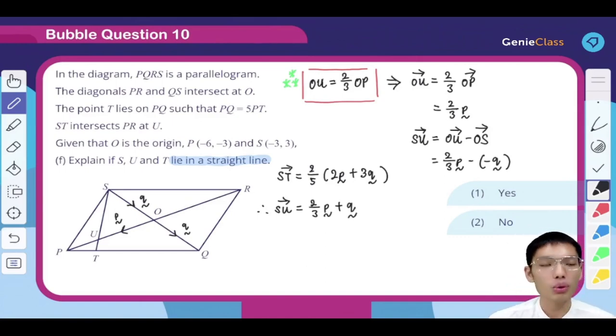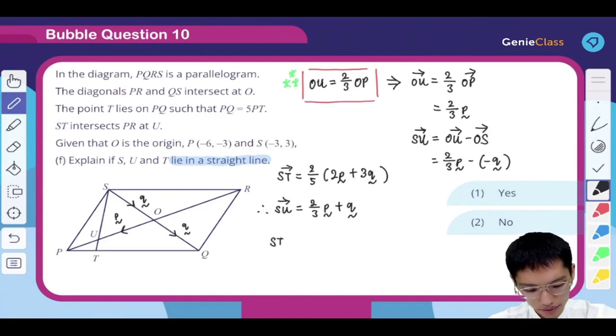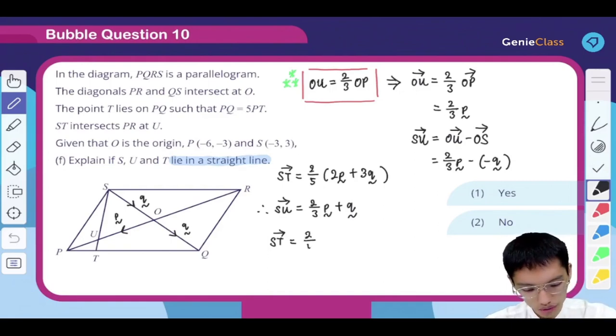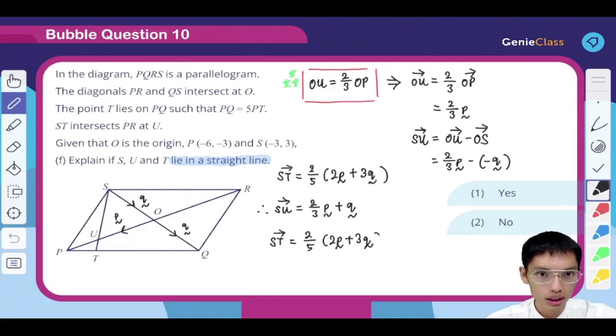Now how do I solve it further? So that's where you realize if I want to find ST, how do I compare? Now, what is the relevance over here? ST, recall, is 2/5 of 2P plus 3Q. Now, if I were to do some manipulation over here, what can I do? Now take a close look. You realize if I were to break out SU even more, I can say SU is actually, if I bring out 1/3, it's going to give me 2P plus 3Q over here.